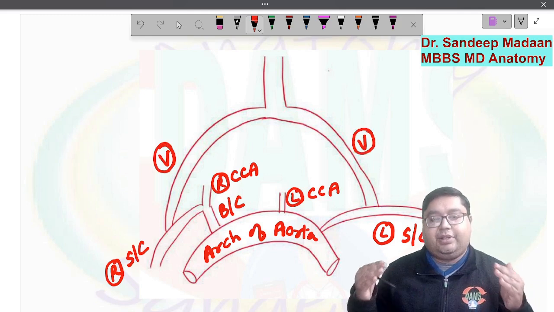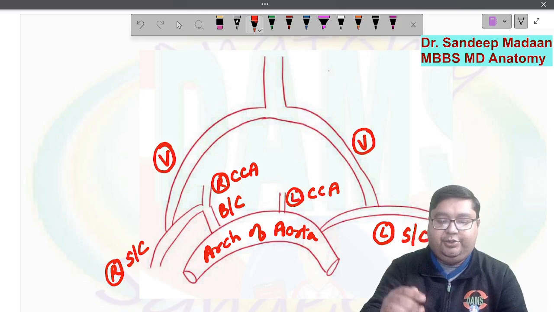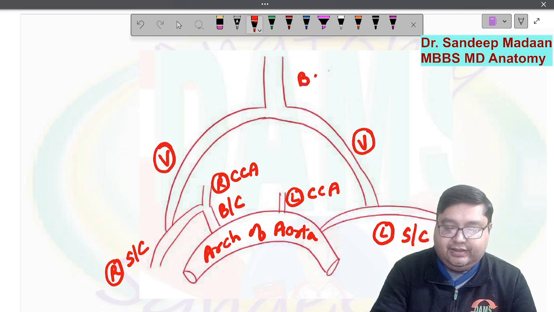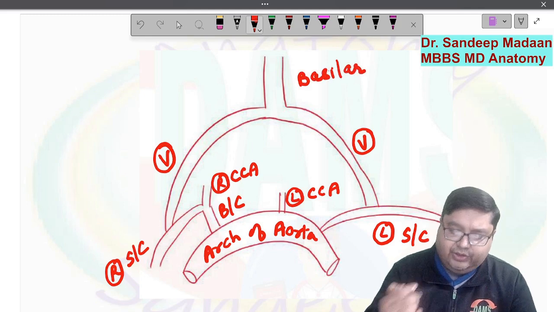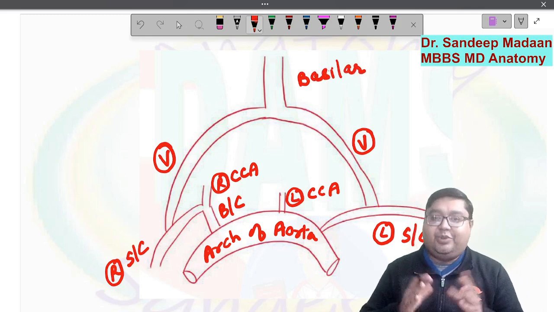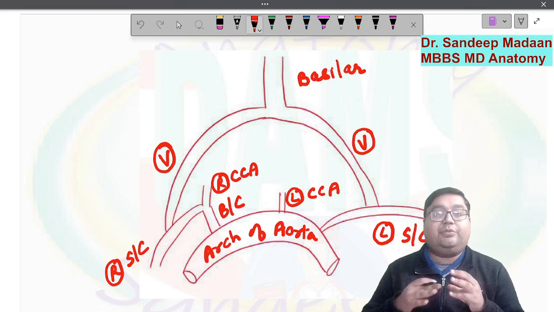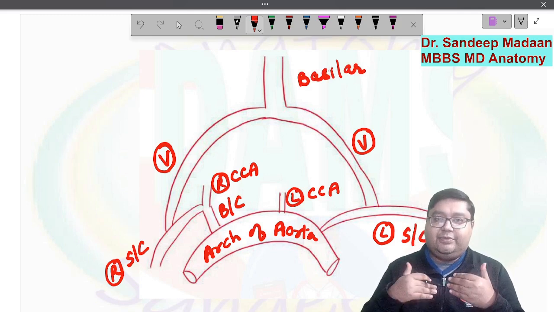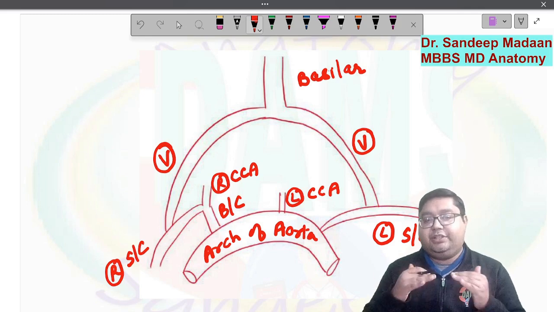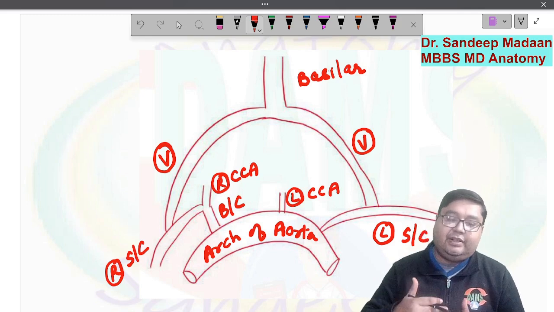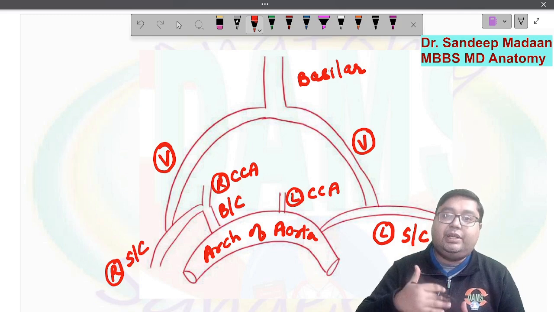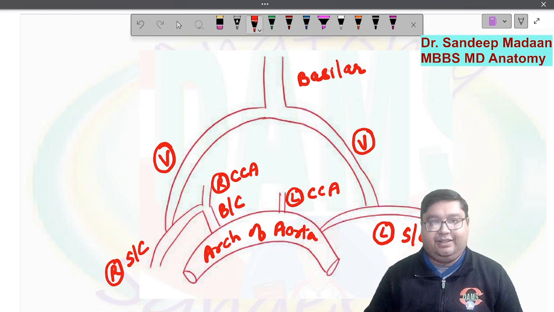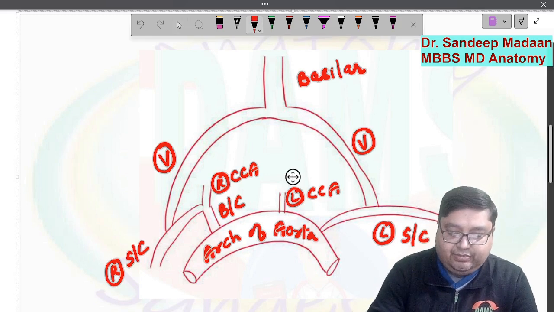And both these vertebral arteries will merge together to make the basilar artery. And eventually, the basilar artery is going to participate in the formation of the circle of Willis. So the circle of Willis is for the cerebral circulation. So in a nutshell, we can say that the basilar artery is going to take the blood to the cerebrum, for the brain. Okay, and this will be the blood flow.